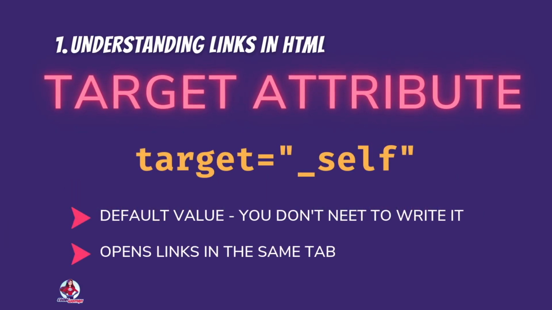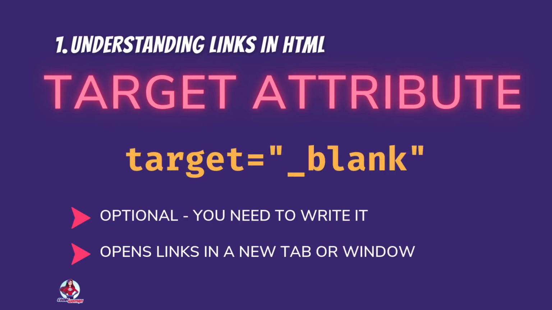The first option, also the default, is the keyword _self. This opens links in the same tab. Remember to use an underscore before the name. And keep in mind that you don't need to write a _self option, as all links are set to _self by default. The next one is _blank. When you set the target to _blank, it tells the browser to open the link in a new tab or window, depending on the user's browser settings. This is a useful option when you want to keep your website open and let the user explore the linked page at the same time.